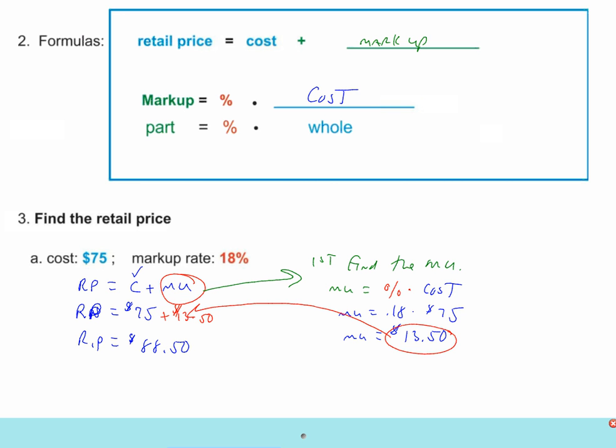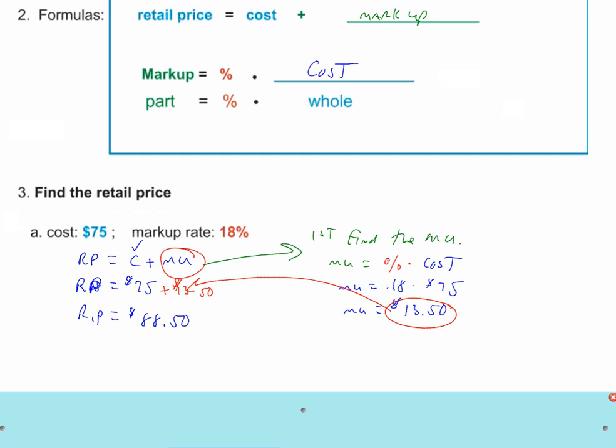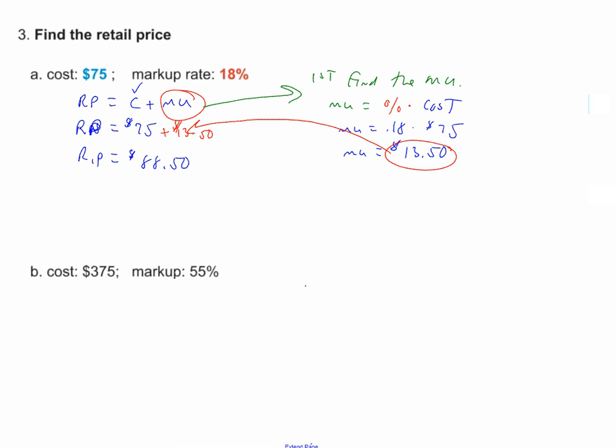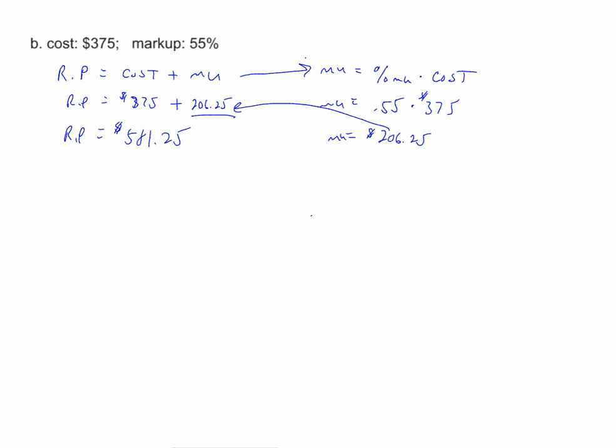Okay? So that's how we're going to do these. So I want you guys to do the next one on your own. So do B, the cost is $375, and the markup is 55%. I'm going to pause. You guys go ahead and do that one.